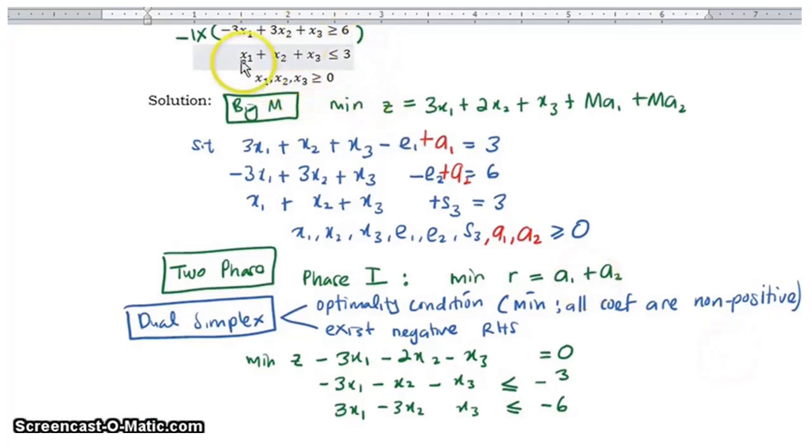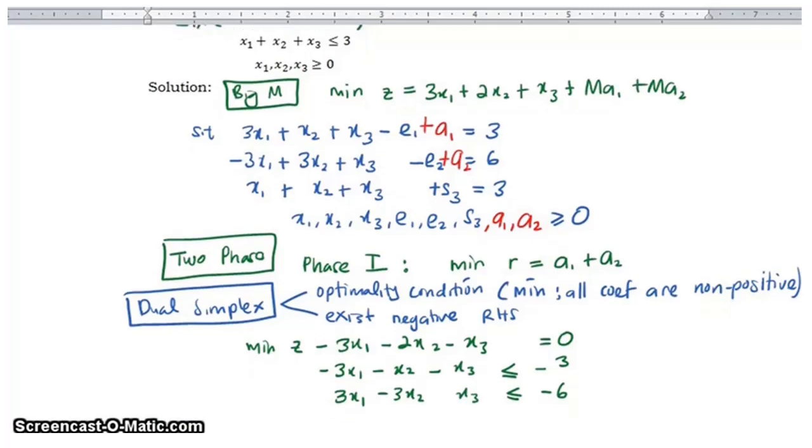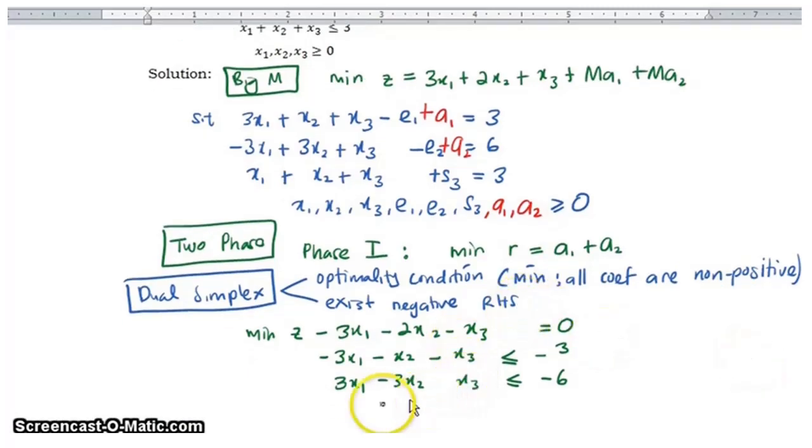And for the third constraint, we don't have to do anything because the sign is already less than or equal to, and when we transform to the standard form, we have s3 as the basic variable. We just rewrite the constraint. We have x1 plus x2 plus x3 less than or equal to 3.